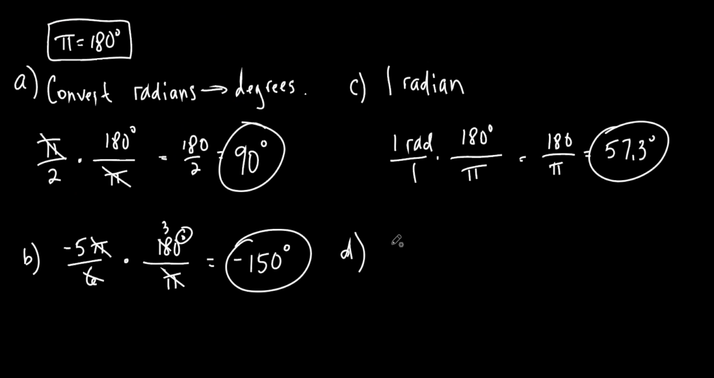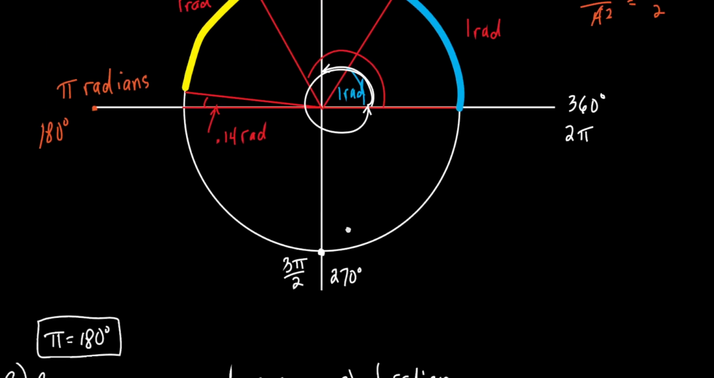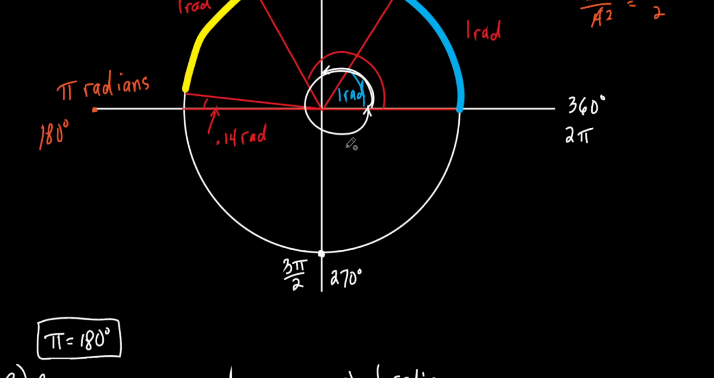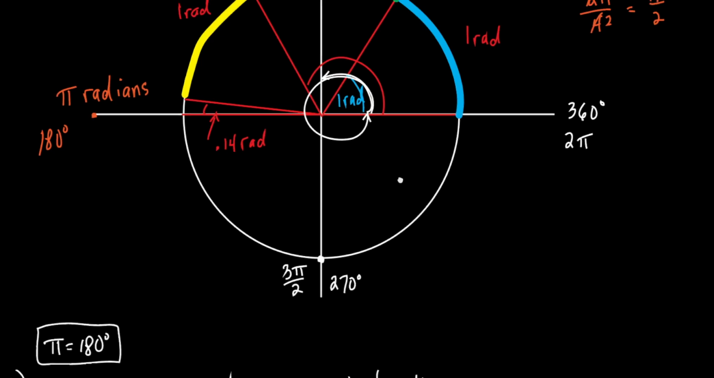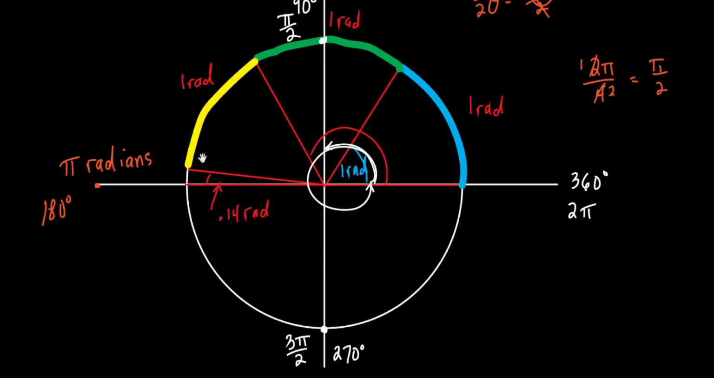Okay? Let's do one more. So instead of 1 radian, let's go 3.5. So 3.5 should probably be where? Let's just think in our head. So 3.5 radians. There's 1, there's 2, 3.5.